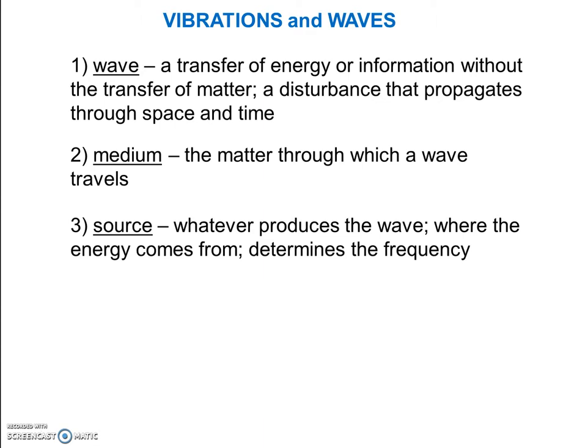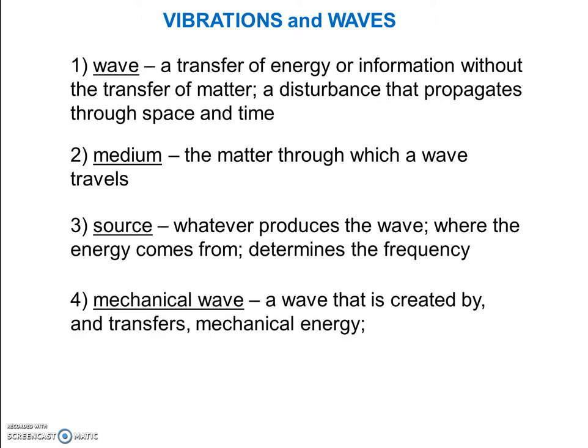We can categorize waves in different ways. One is numbers 4 and 5 on your page, mechanical versus electromagnetic wave. The definition of mechanical wave is a wave that's created by and transfers mechanical energy. And of course, you know mechanical energy is kinetic and any form of potential energy. A special property of mechanical waves is that they require a medium. There has to be some matter in between the source and the observer to carry the wave energy.